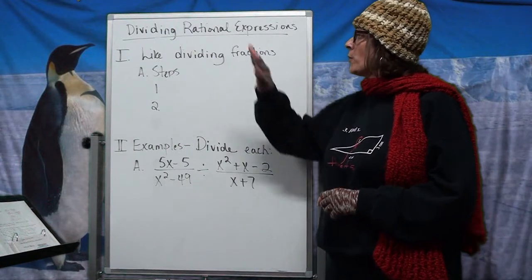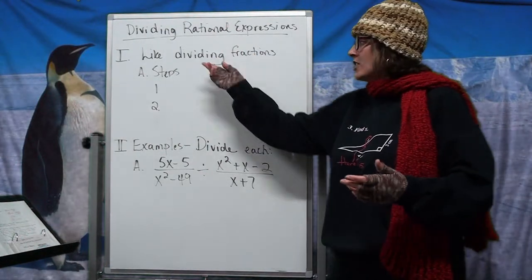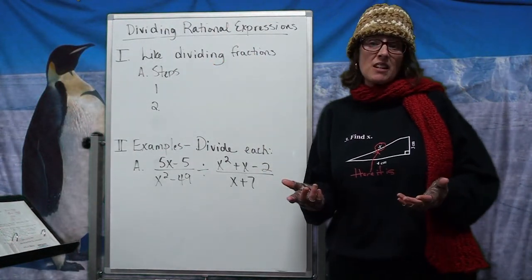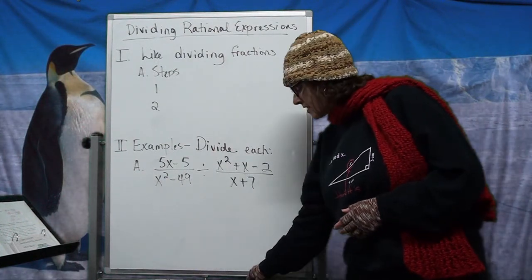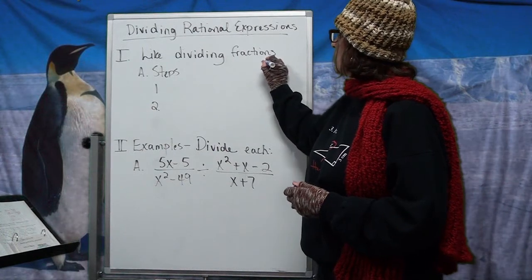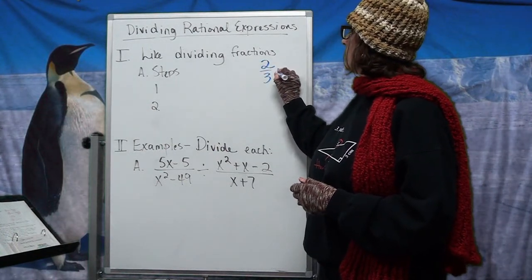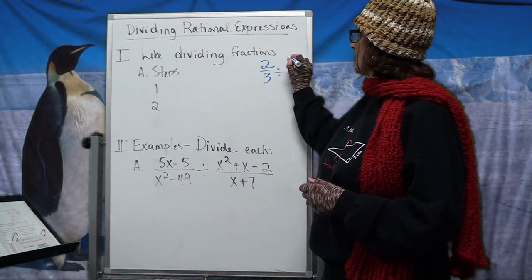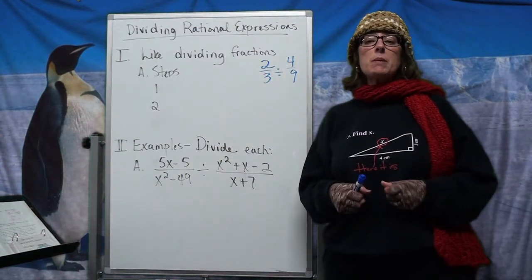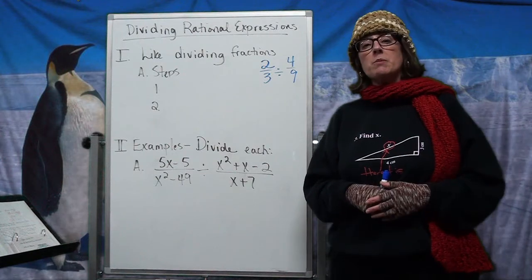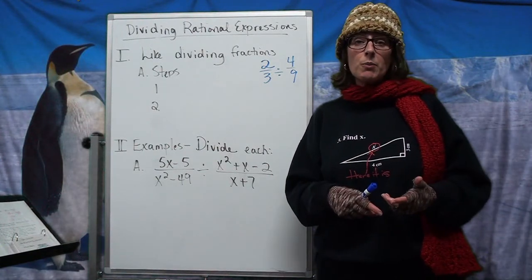So therefore, when we're dividing rational expressions, it's just like dividing fractions, basically. So we need to recall what it takes to divide fractions. So for instance, if I had the fraction 2/3, and I was going to divide it by the fraction, let's say 4/9, what would it take to do that? Lots of people say copy, change, flip. Lots of people say I'm going to multiply by the reciprocal of the second.